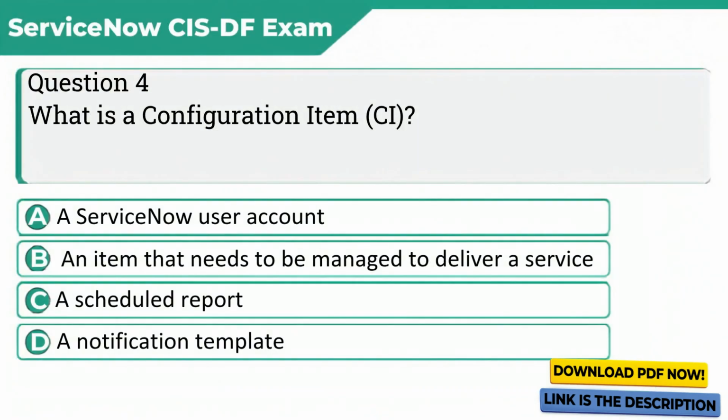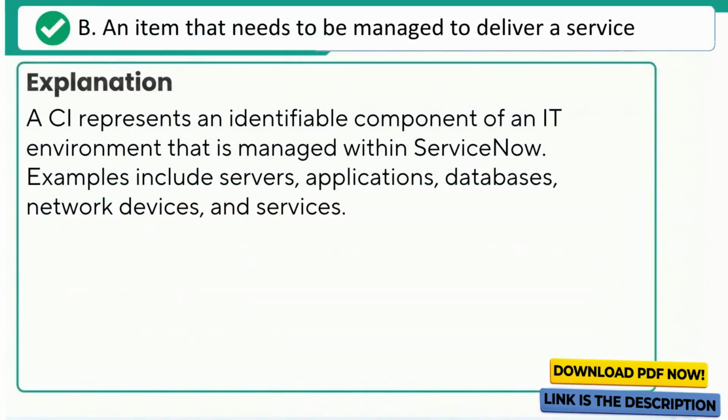Question 4. What is a configuration item, CI? A. A ServiceNow user account. B. An item that needs to be managed to deliver a service. C. A scheduled report. D. A notification template. Correct answer B. An item that needs to be managed to deliver a service.